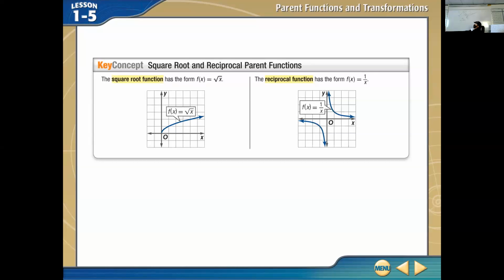And then the reciprocal function, it has the form f of x is equal to 1 over x. This one, instead of touching the origin, it touches the points -1, -1 and 1, 1 to help you identify where this is translated. Okay, so 1, 1, -1, 1, -1, -1.